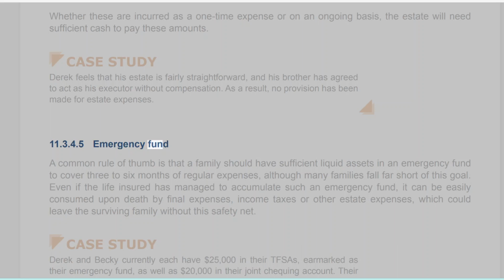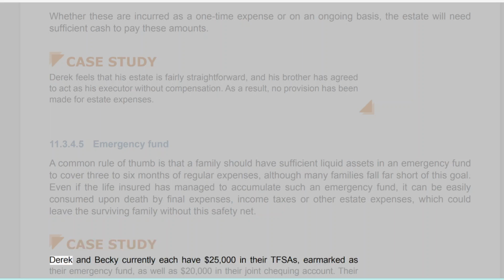1.3.4.5 Emergency fund. A common rule of thumb is that a family should have sufficient liquid assets in an emergency fund to cover 3 to 6 months of regular expenses, although many families fall far short of this goal. Even if the life insured has managed to accumulate such an emergency fund, it can be easily consumed upon death by final expenses, income taxes, or other estate expenses, which could leave the surviving family without this safety net.